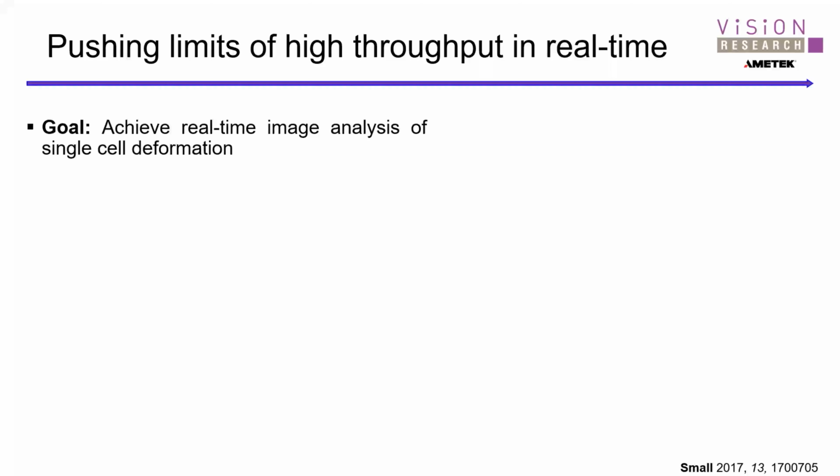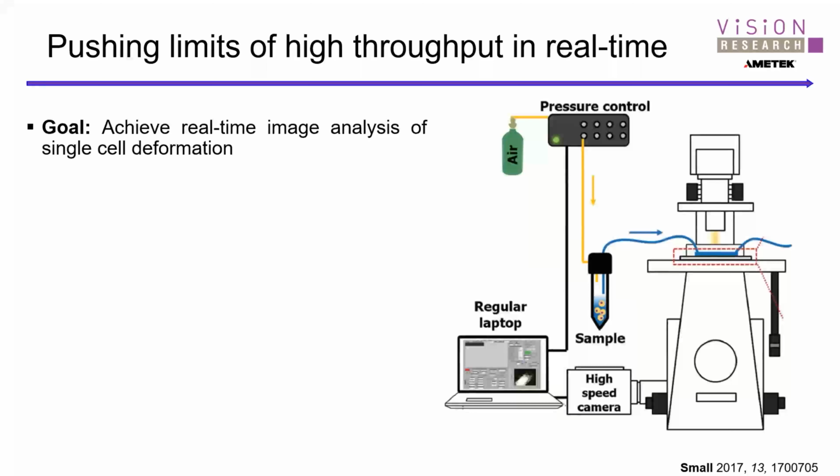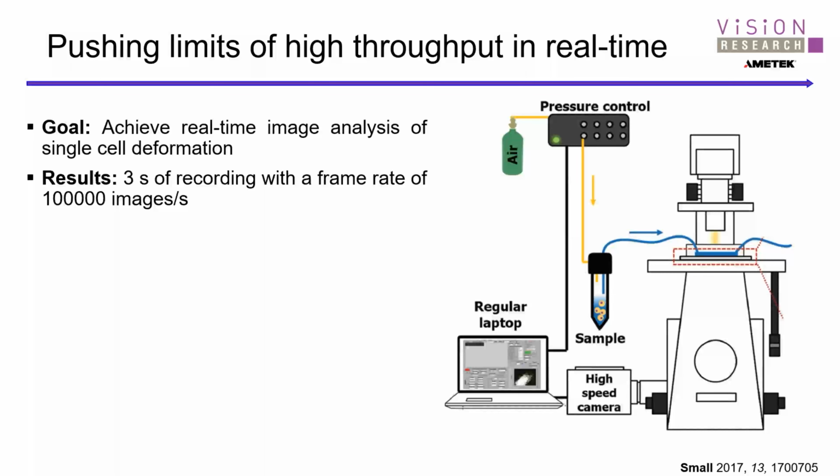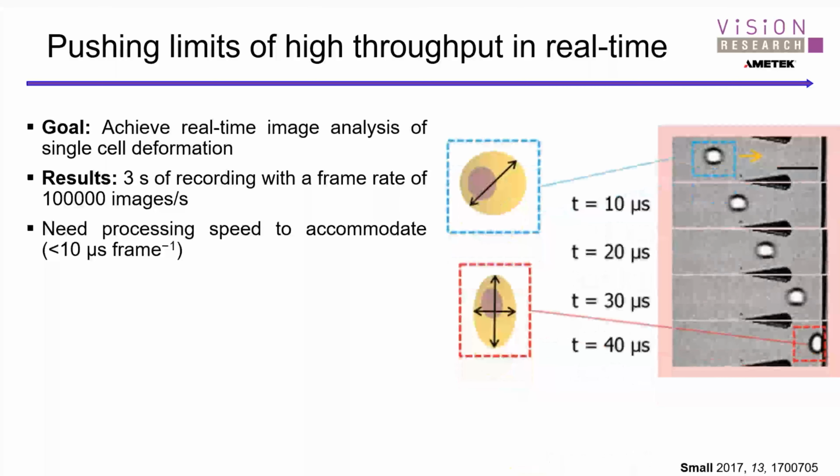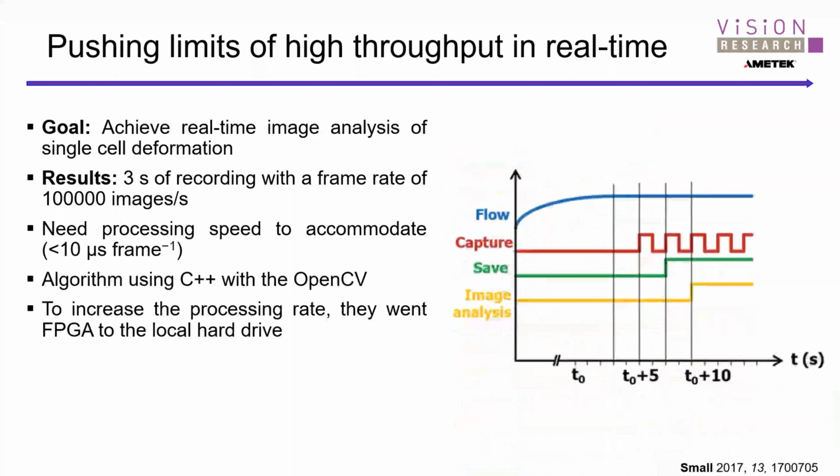We have some people pushing the limits of high speed in real time. In some cases, what people want to do is some type of action on the images as they come in. In this case, they developed a script. They used C++ and OpenCV to automate their process, so they're able to control the camera and flow all using an SDK.